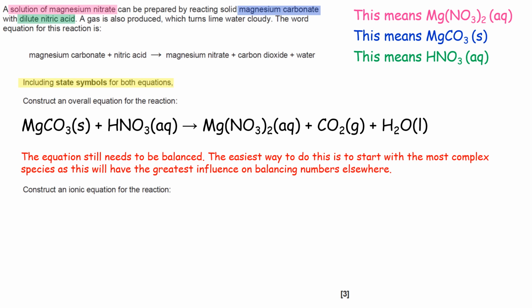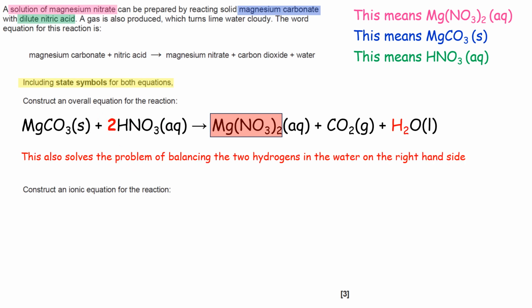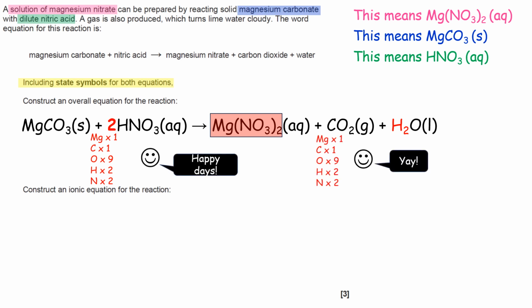Now the equation needs to be balanced, so the easiest way to do this is to start with the most complex species, because this will have the greatest influence on the balancing numbers elsewhere in the equation. That's going to be Mg(NO3)2. The thing to do here is to look at the two nitrates present, and if we go to the left-hand side, there's only one. So that means you put a 2 in front of the nitric acid, which we're going to do now. At the same time, that solves the problem of there originally being one hydrogen there and two hydrogens in the water. So now the water is balanced. Doing a quick check of all the different atoms on each side, you can see that we're now balanced.